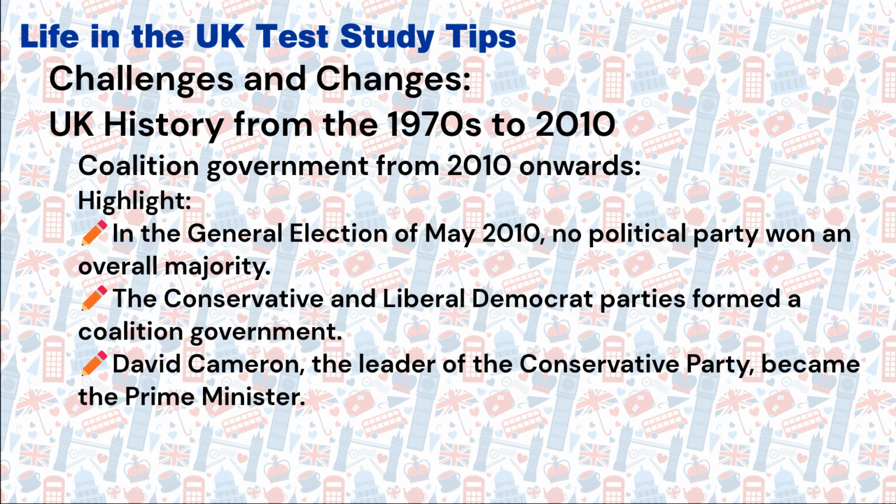Coalition government from 2010 onwards. Highlight. In the general election of May 2010, no political party won an overall majority. The Conservative and Liberal Democrat parties formed a coalition government. David Cameron, the leader of the Conservative Party, became the Prime Minister.